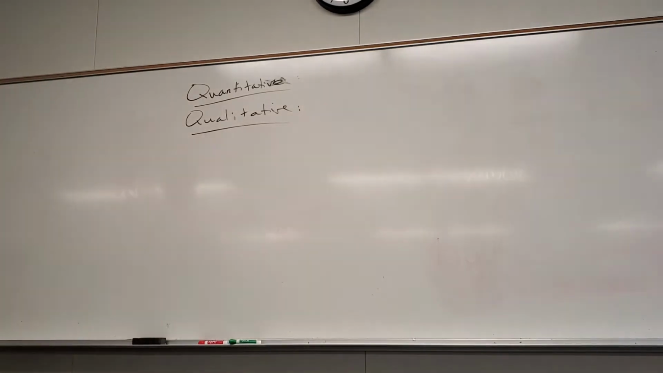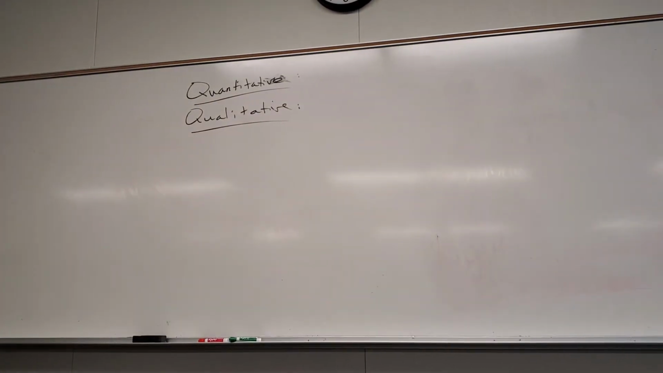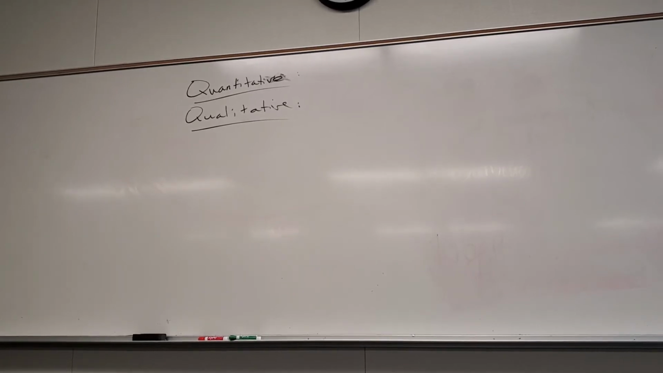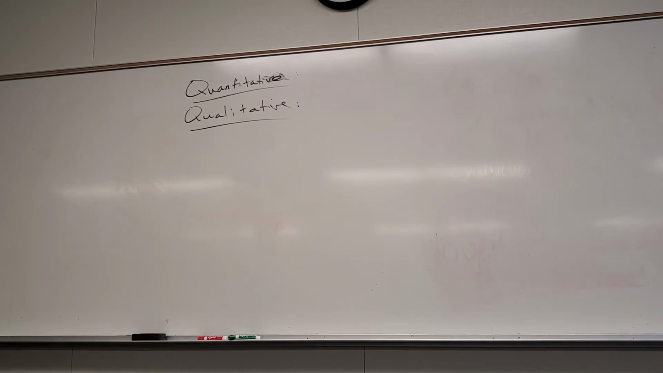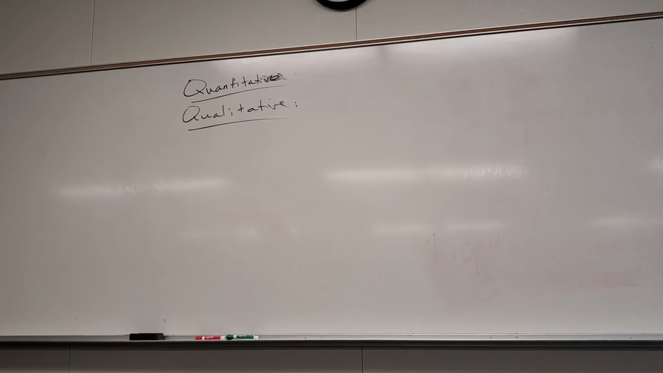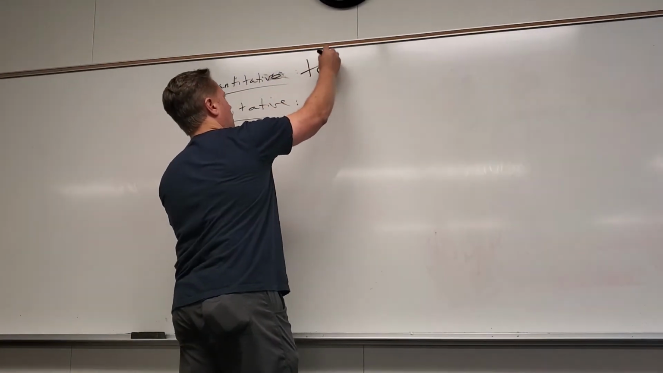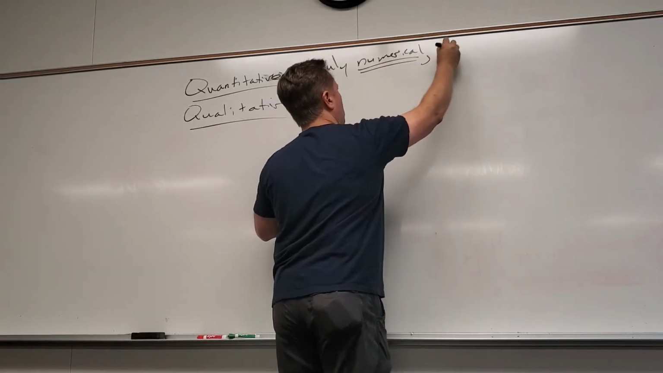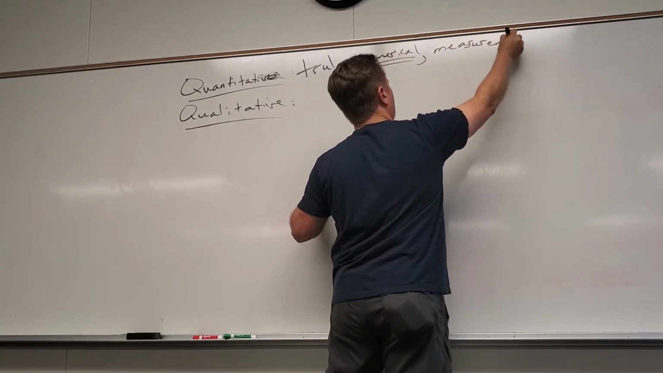What's the root word of quantitative? Quantity. So, of course, what should quantitative reference? Numbers. Results. Well, results could be words or numbers, right? So quantitative should be numbers, maybe measurements of some kind, right? Quantities. So quantitative is truly numerical. Truly. Very often it's measurements, not always.